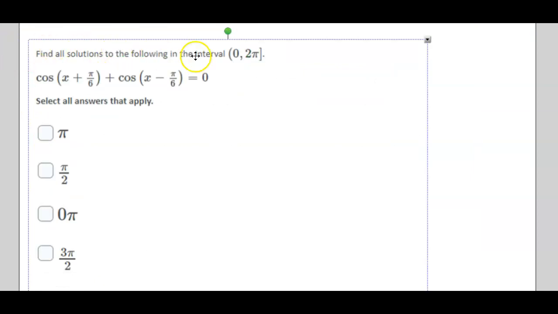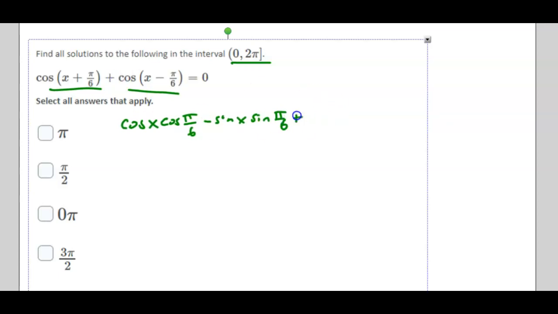All right, this one right here: find all the solutions in the interval from 0 to 2 pi. So we need to expand this one and this one. To expand that one, you're going to have cosine of x, cosine of pi over 6, minus sine of x, sine of pi over 6. And then we have this plus right here, so x minus pi over 6. So cosine of x, cosine of pi over 6, plus sine of x, sine of pi over 6.